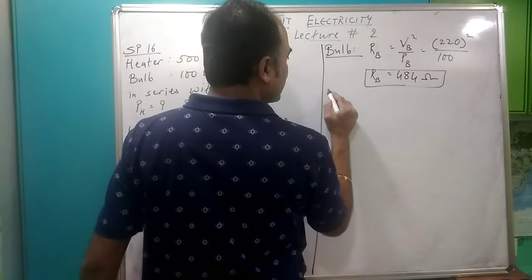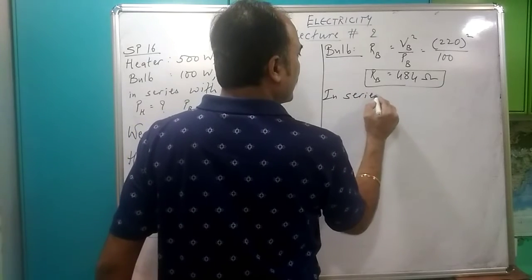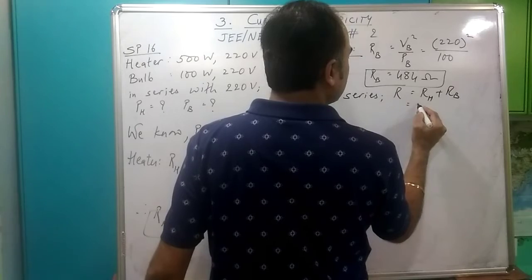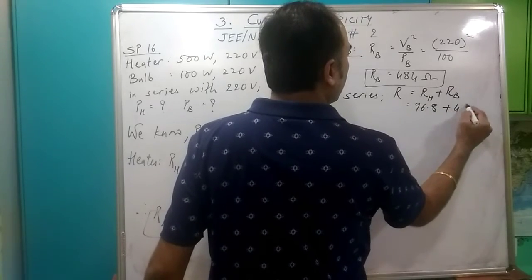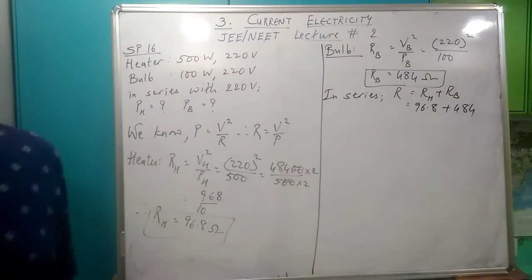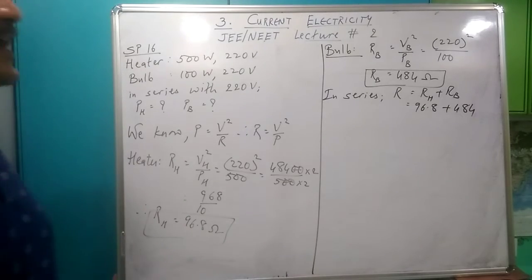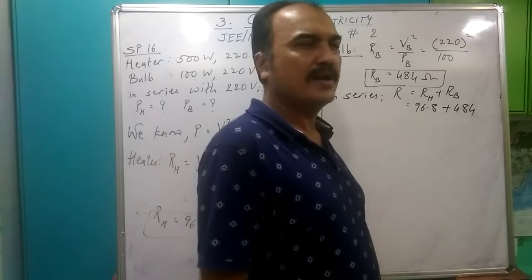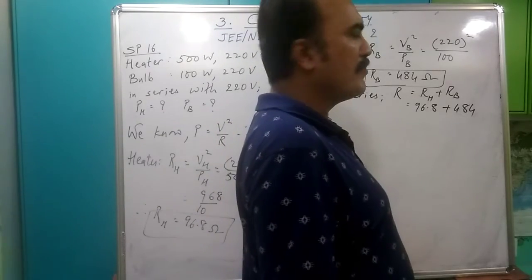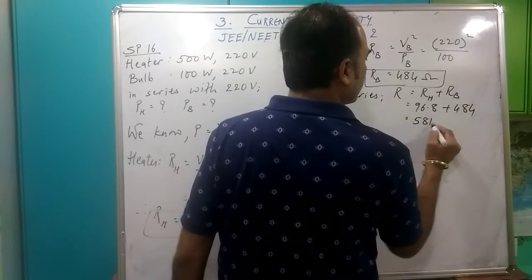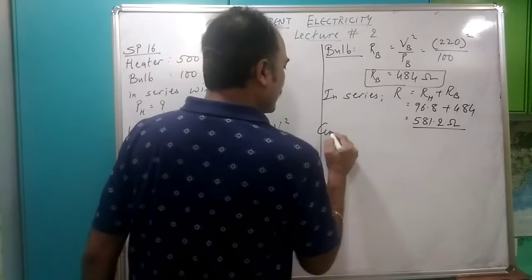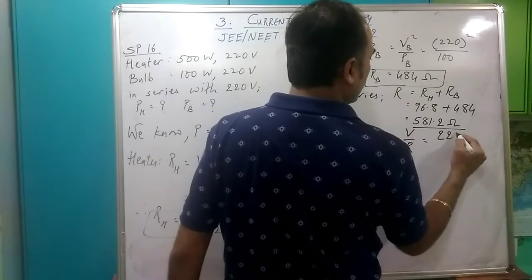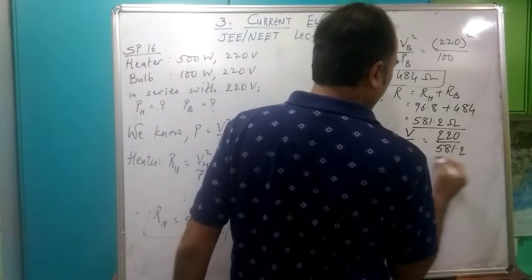So now they are in series. So in series, the total resistance, isn't it RH plus RB? That is 96.8 plus 484. So 484 plus 100, that would be 584, and 584 minus 3 is 581.2 ohm. And so the current I is V by R, that's 220 divided by 581.2.